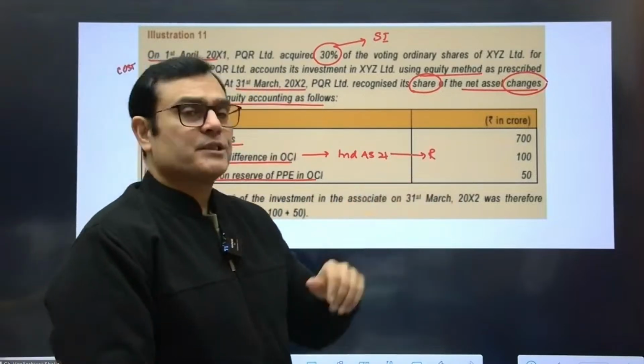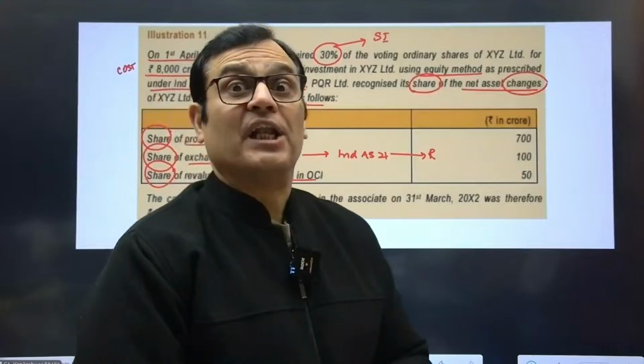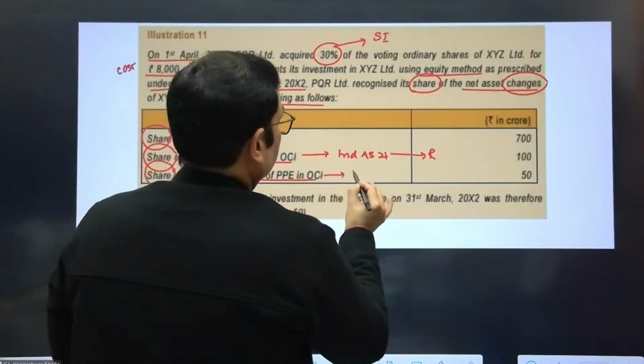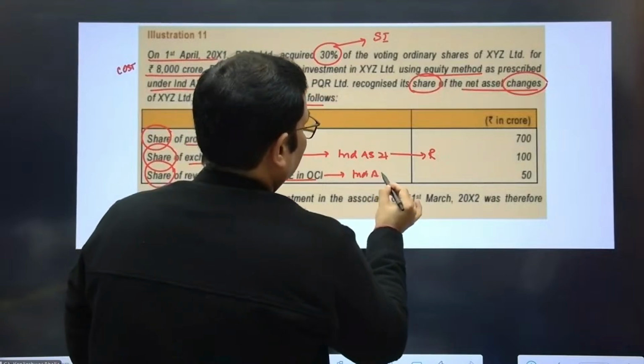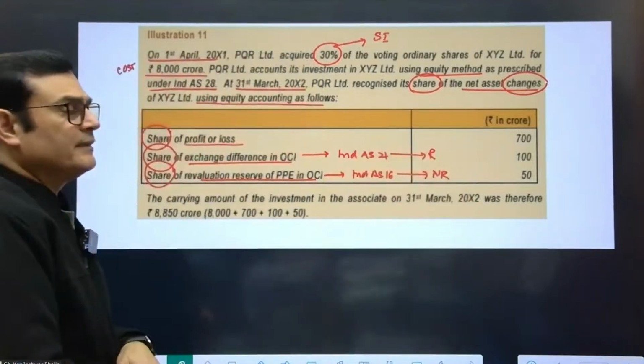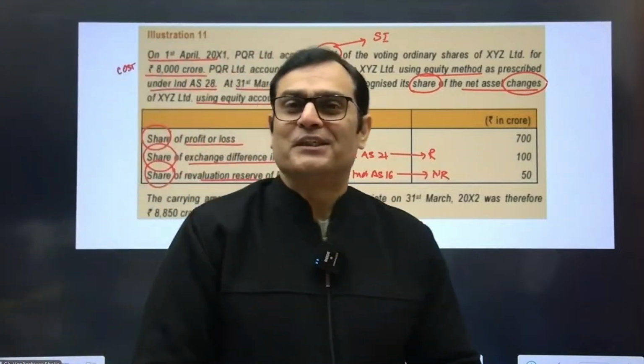So this amount is now going to be transferred in the P&L. Then the revaluation surplus in PPE arises on account of Ind AS 16, and that amount is NR in nature. And this amount is going to be shifted in retained earning.